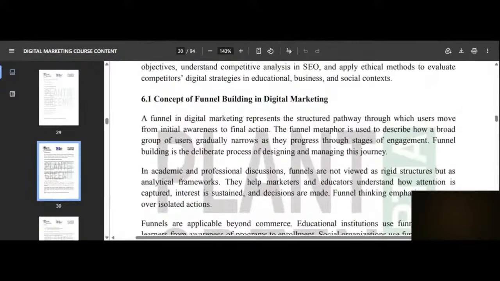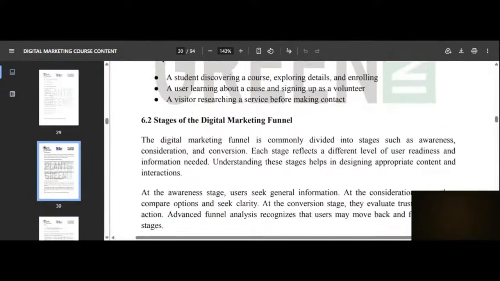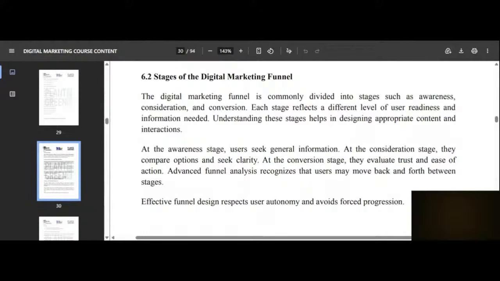Now I have explained to you the concept of funnel building. Now let us see what the stages of funnels are. The digital marketing funnel is commonly divided into stages such as the awareness stage, the consideration stage, and the conversion stage. Each stage reflects a different level of user readiness and information needed. Understanding these stages helps in designing appropriate content and interactions.